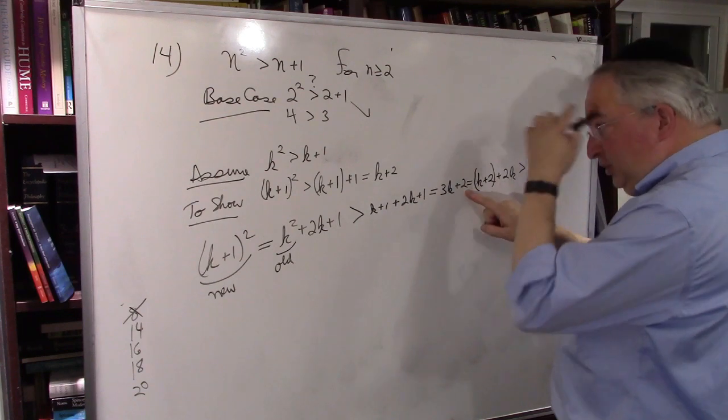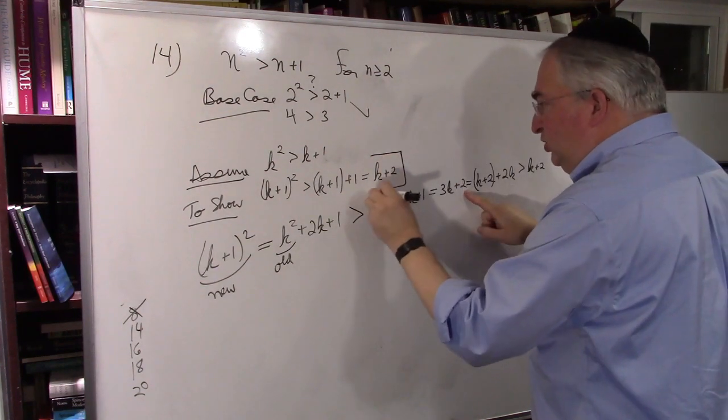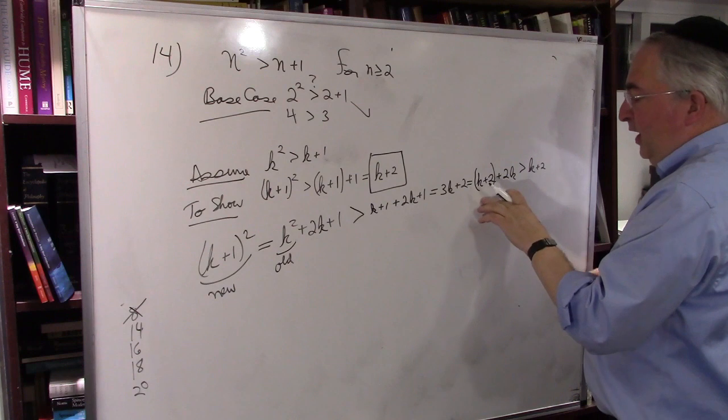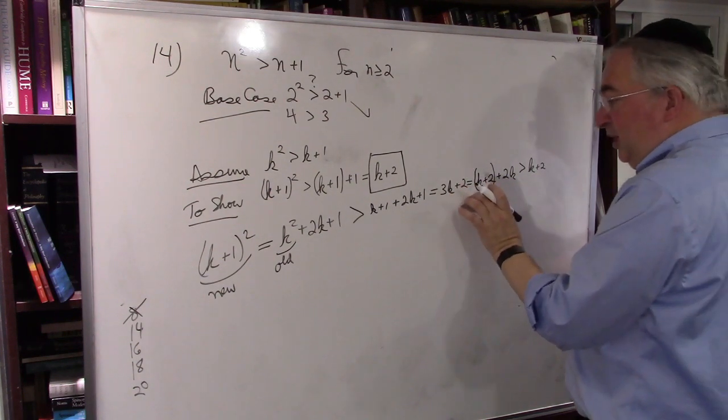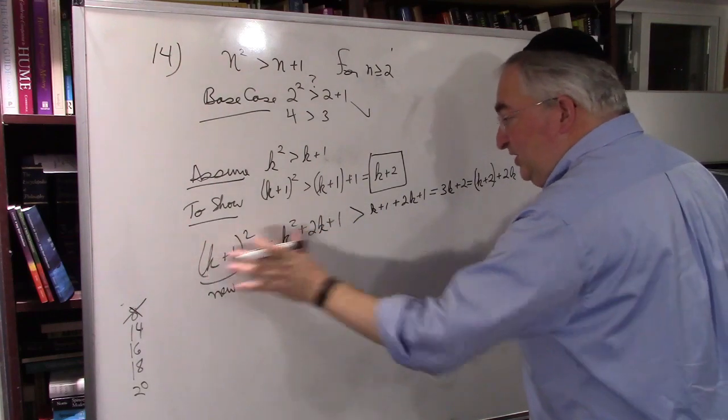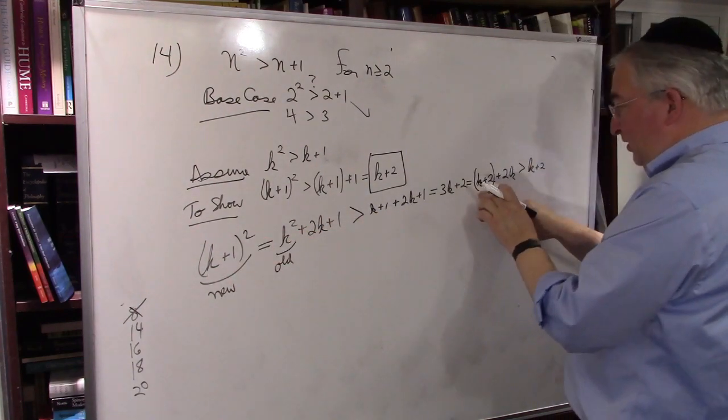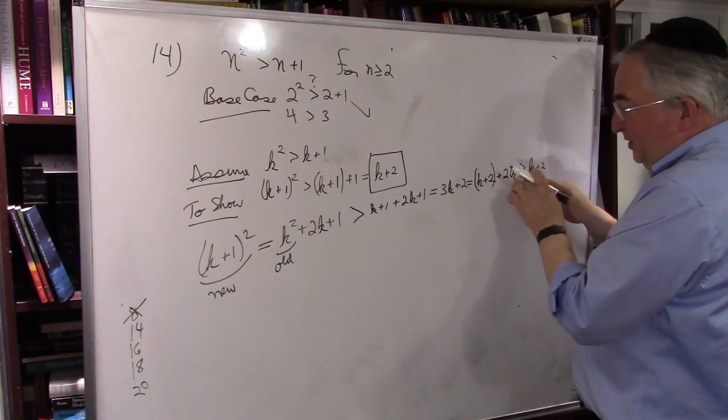And now I looked at my cheat sheet. This is my cheat sheet. I saw k plus 2. Okay, k plus 2 is in there. Okay, so this was our assumption. So now this thing is more than this thing. But one second, it's got some extra things.